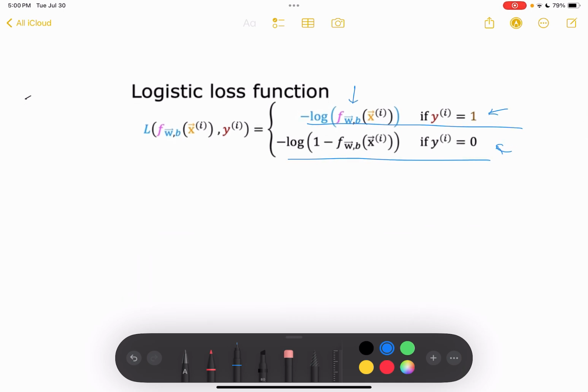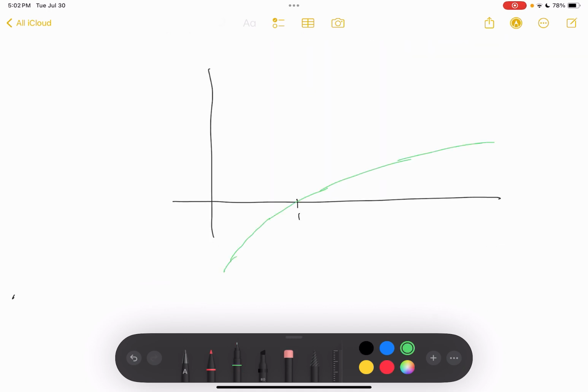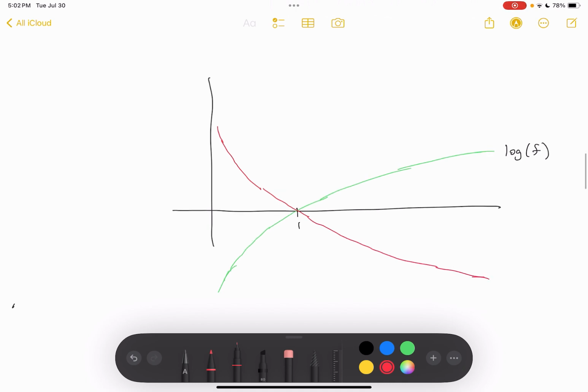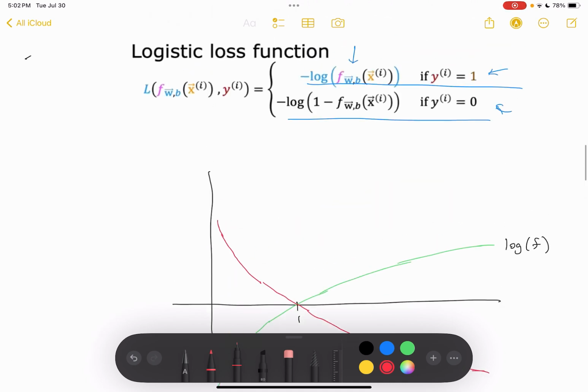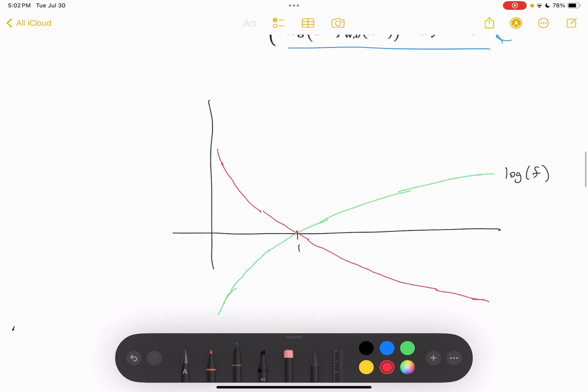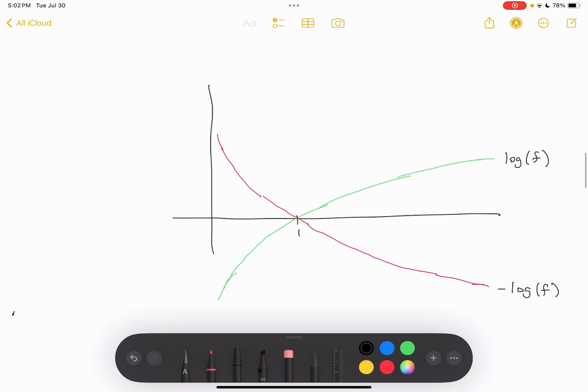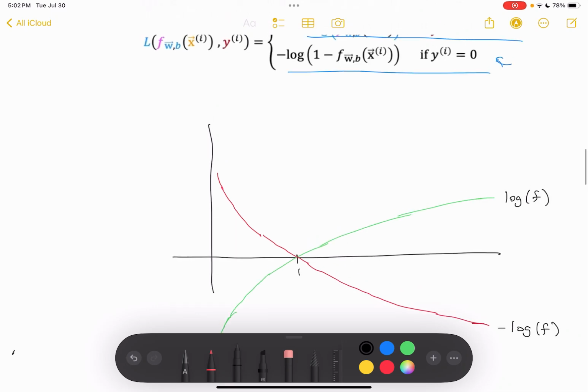So let's look at the graph of the cost function when y is 1. You can see that it's a negative log function. Okay, so the log function is the green line here, but remember, we want the negative log function, so we can depict that by reflecting our regular log function over the x-axis. So now we have negative log of f. And yes, it'll intersect the x-axis at 1.